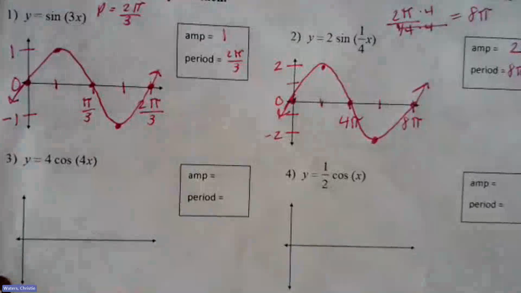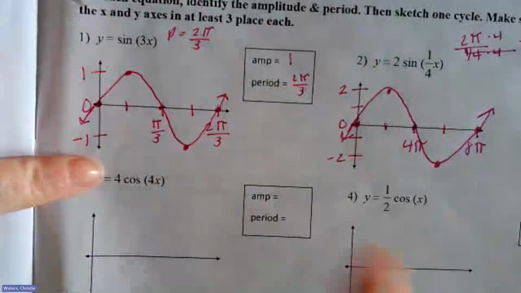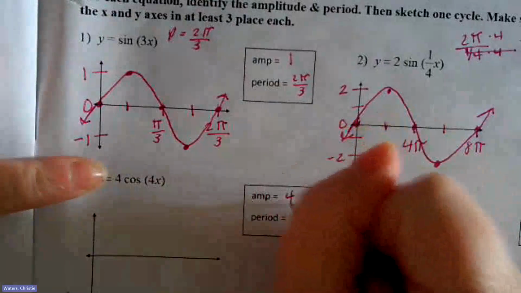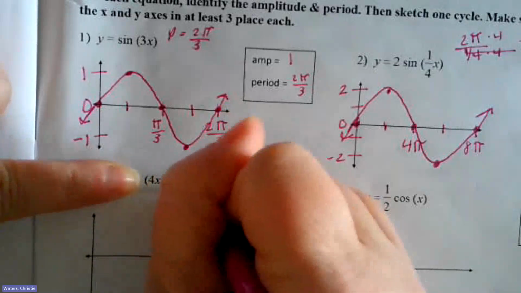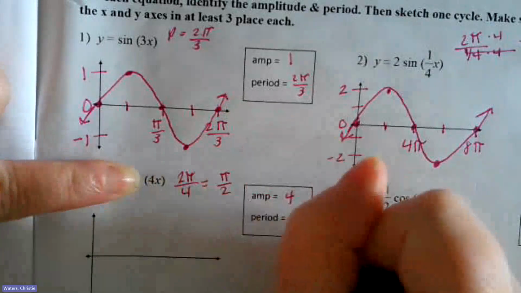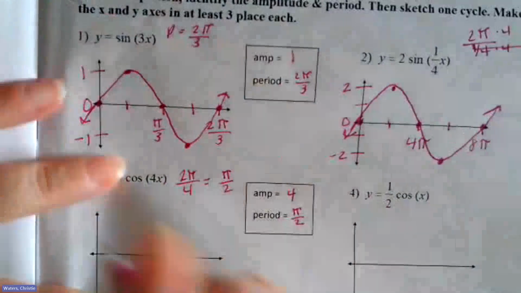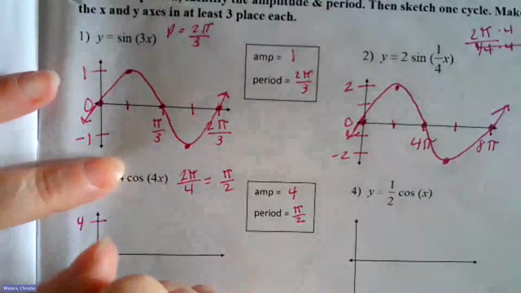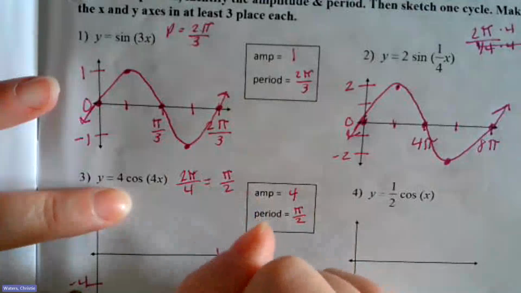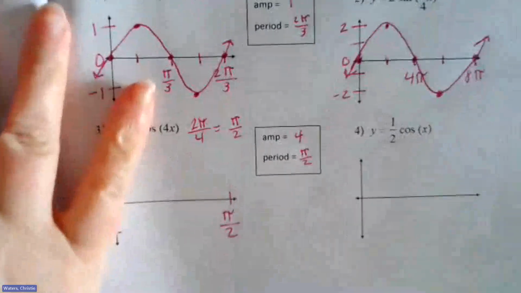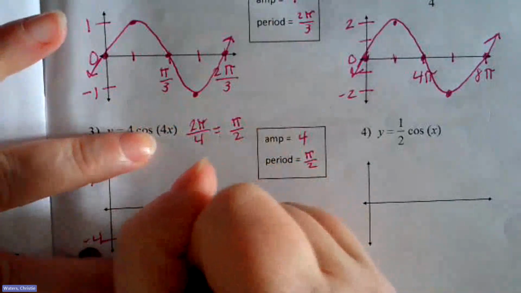So now we're going to do our cosine graphs. The first part is exactly the same as the sine graphs. We just need to fill this out. So the amplitude is 4. The period, we have a b value of 4, so we're going to do 2 pi over 4, which is pi over 2. My amplitude is 4, so we're going to go from 4 to -4. And pi over 2 is the end of my cycle. Halfway between 0 and pi over 2 is pi over 4.